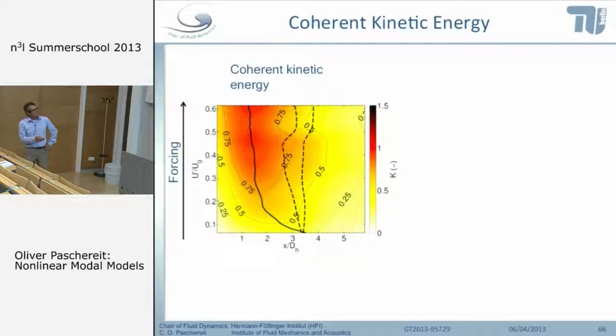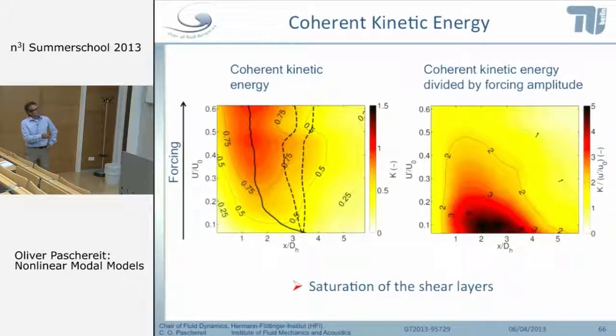If we look at the coherent kinetic energy here and try to divide the coherent kinetic energy by the forcing amplitude, then this gives us some kind of idea of the amplification. Because if the ratio between the coherent kinetic energy and the forcing amplitude is larger, you get a larger amplification of your perturbance, which you give into your shear flow. And this is exactly the case at a small forcing amplitude.